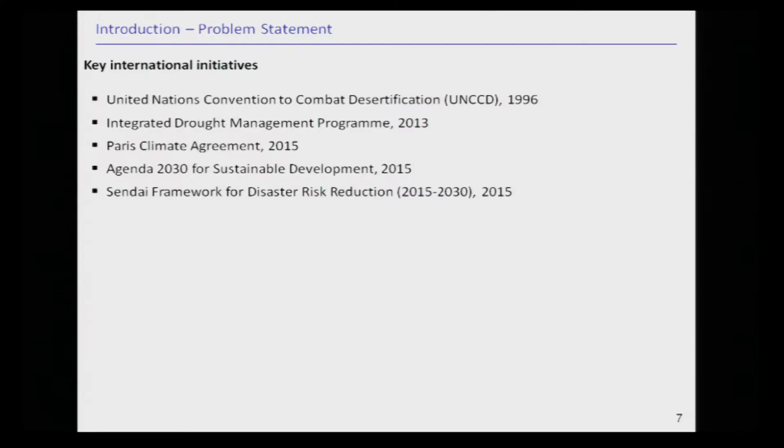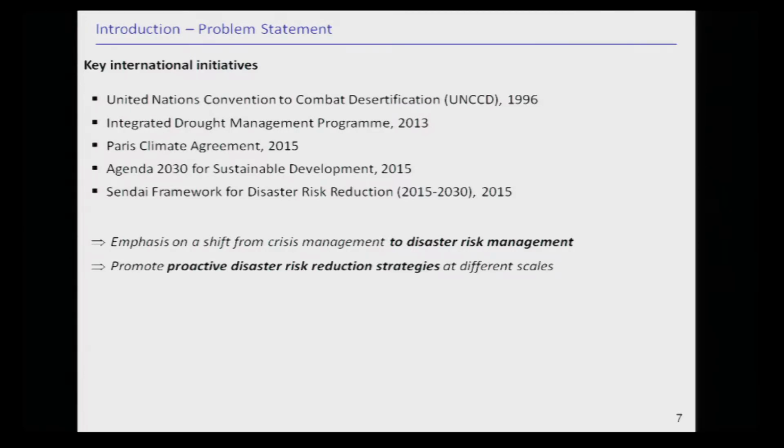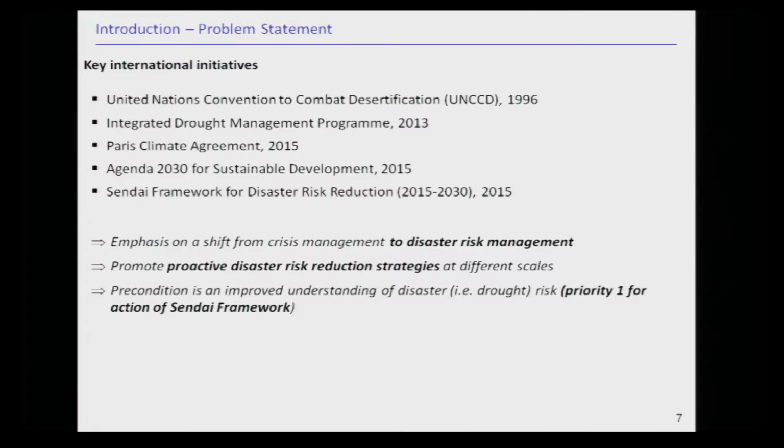Other conventions and agreements to mention are the Integrated Drought Management Program from 2013, the Paris Climate Agreement in 2015, Agenda 2030 for Sustainable Development, as well as the Sendai Framework for Disaster Risk Reduction. What is common to all these international initiatives is that they emphasize a need for a shift from crisis management to so-called disaster risk management, which promotes proactive disaster risk reduction strategies at different scales, including drought risk reduction strategies.